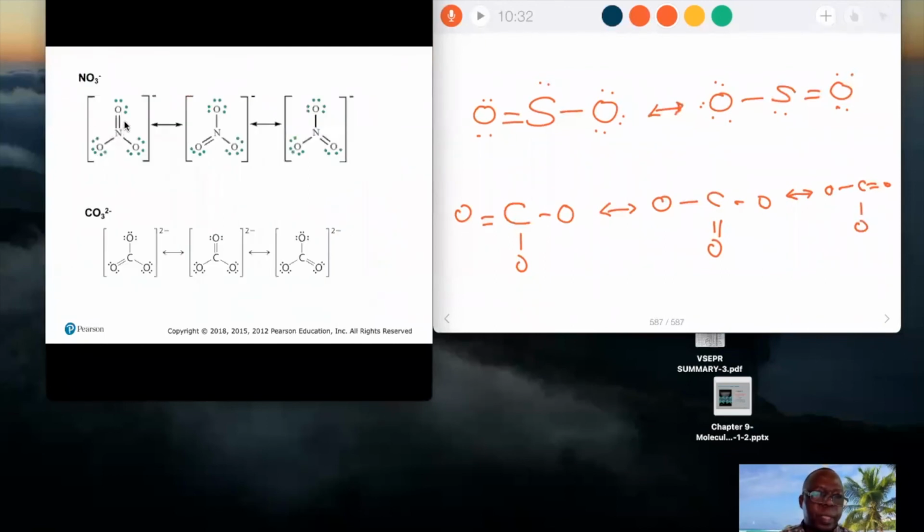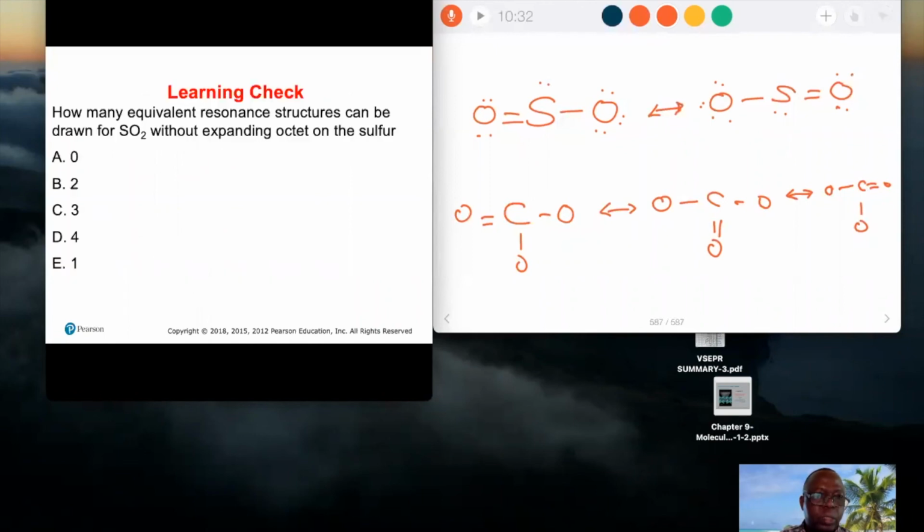Nitrate is an example. If you look at the double bond, it can be on this oxygen, it can be on this oxygen, it can be on that oxygen. And the double arrows here indicate the resonance structures. How many resonance structures can be drawn? This will call for using the Lewis structure, learning how to draw the Lewis structure. These are the possible two structures. There's no way if you change, you're going to go back.